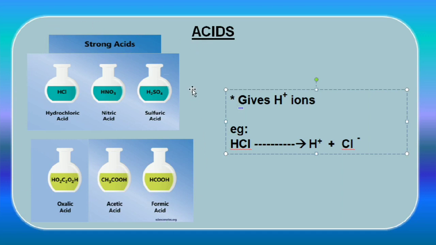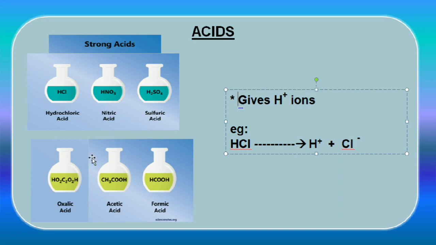Here are the examples I am showing which are mineral acids, which are available in the laboratory and made from mineral sources. So acids can be classified into strong acids and weak acids. Examples of strong acids are hydrochloric acid, nitric acid, sulfuric acid. And weak acids examples are oxalic acid, acetic acid, formic acid. I am showing a few examples which we are going to learn in detail in the further slides. So do remember what are strong acids and what are weak acids.